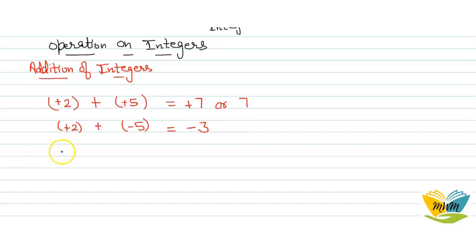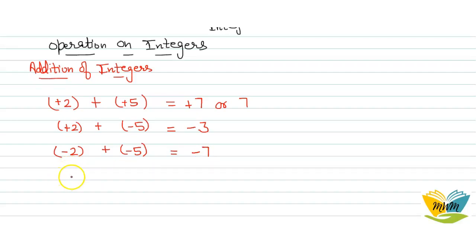Now if both the integers are of negative symbol and we want to add them, -2 and -5, now minus and minus will become plus. -2 and -5, 2 and 5 when added will become 7, and the greater symbol is negative, so we will put a minus symbol with 7.